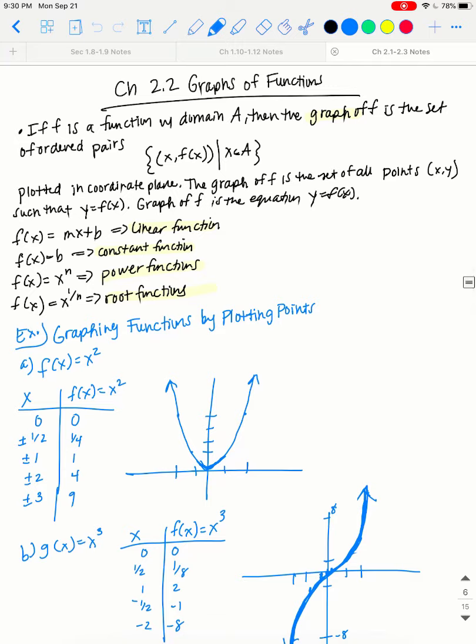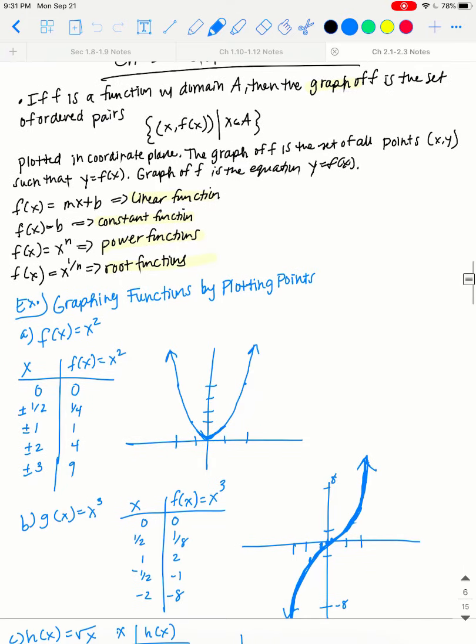So in this video, we're going to go over chapter 2.2, which is graphs of functions. If f is a function with domain A, then the graph of f is a set of ordered pairs (x, f(x)) such that x is in A. So this is our ordered pair, (x, f(x)), where our f(x) is really the y. These are plotted in the coordinate plane. The graph of f is the set of all points (x, y) such that y equals f(x). So the graph of f is represented by the equation y equals f(x).